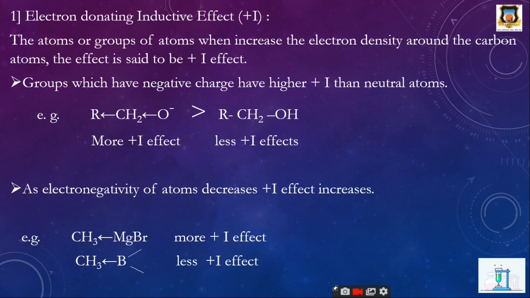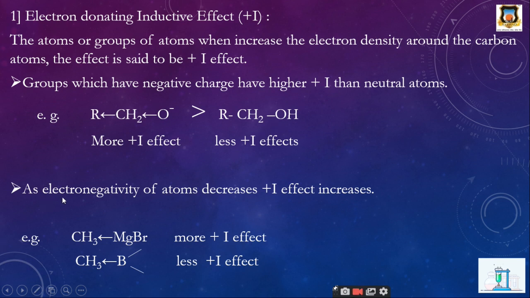Then for example, first, the groups which have negative charge have higher plus I effect, that is more electron donating inductive effect, because there are more electrons when there is a negatively charged atom. For example, here RCH2O minus and here neutral RCH2OH. Here the oxygen is neutral. Therefore, here negatively charged, extra 2 electrons are present on this oxygen along with its lone pair. Therefore, it has more plus I effect.